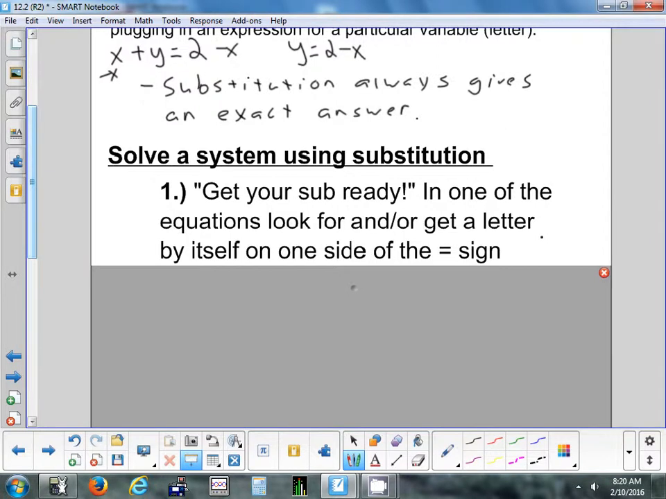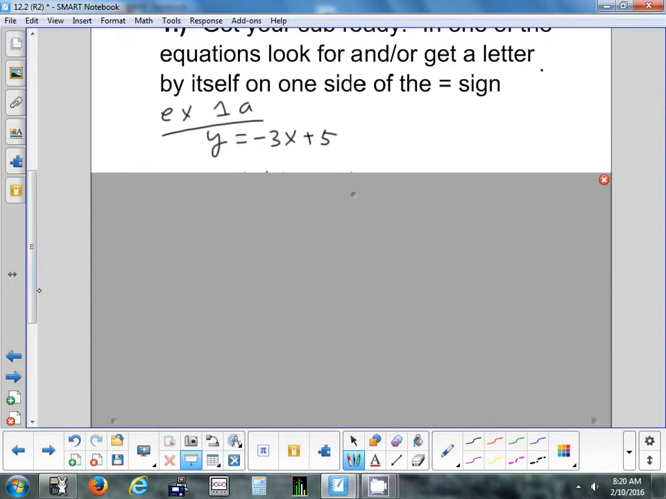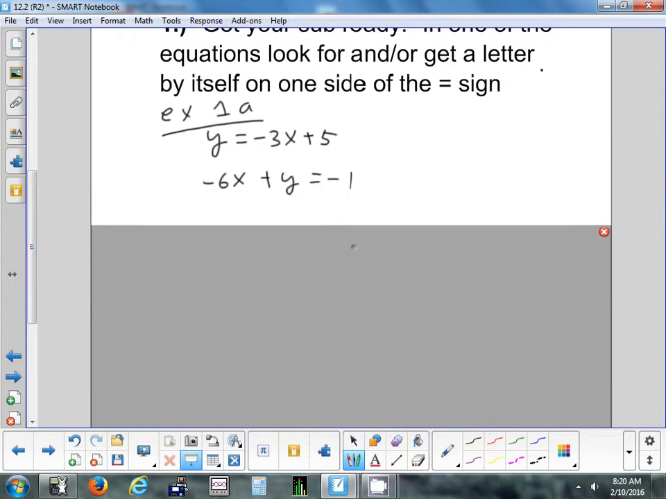All right. You guys don't have this example on there, but I want you to write it in.